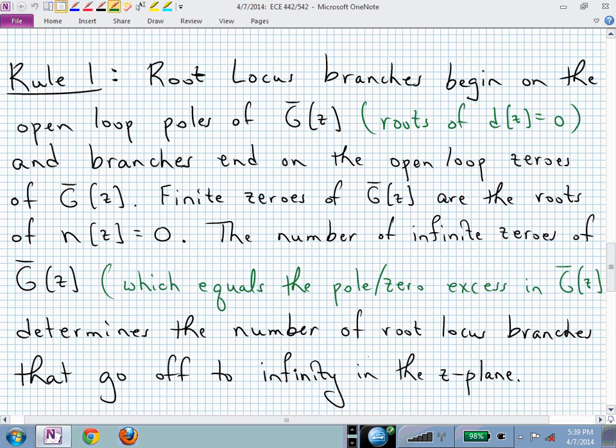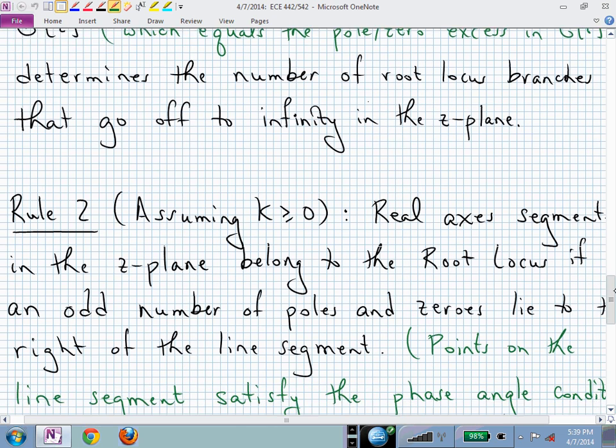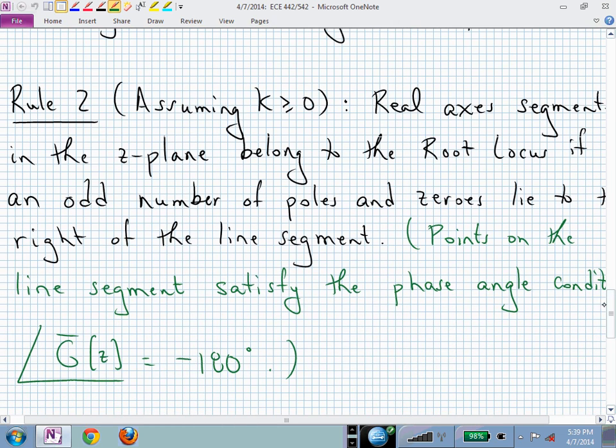Rule 1, root locus branches begin on the open loop poles, and those branches end on the open loop zeros of G bar of Z, where the finite zeros of G bar of Z are the roots of N of Z, and so those branches terminate in this finite Z plane. The other branches actually go off to infinity in the Z plane. And the number of those other branches is equal to the pole zero excess. That's rule 1, which we've already really talked about in a previous lecture.